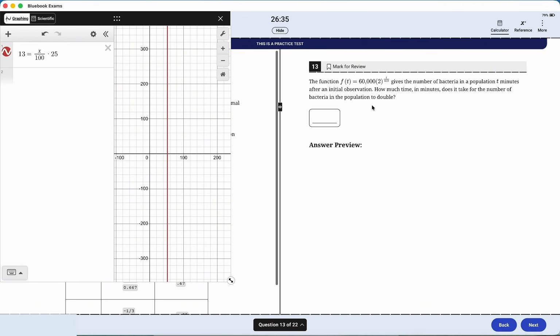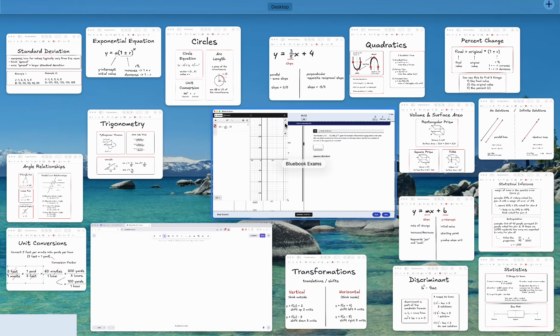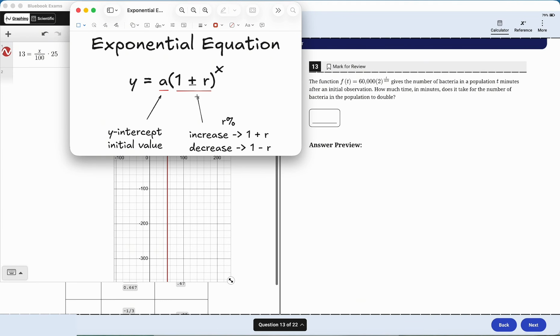Here it is, an exponential equation. And then you also have quadratic equations, right? These are like fundamental things on every test. Here's your exponential equation. What you want to know is this first number here. That's your initial value. That's the y-intercept. And this in here kind of tells us about the rate of increase or decrease, and the exponent.